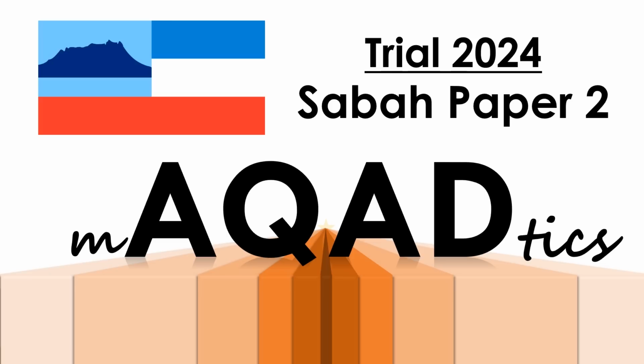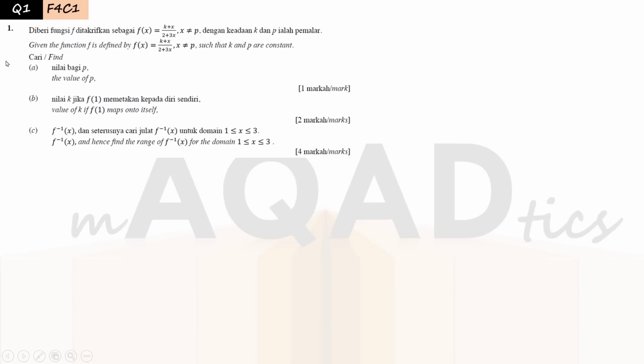Okay, so without wasting time, let's discuss this paper together. This paper starts off with a question from functions, and here our function is a fraction, and here it says x cannot be p. So it means that if the value of p is put inside this fraction, it will cause it to be undefined, which means no answer. So now in part A, we need to find this value of p.